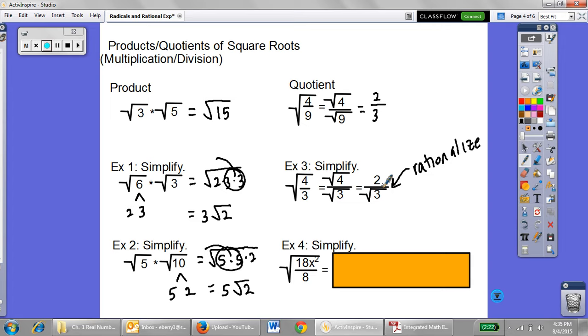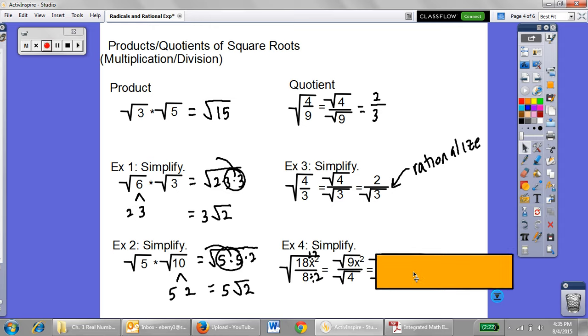And now looking at example 4, the square root of 18x squared over 8. So I noticed that 18 and 8 can both be divided by 2, or reduced first. So I'm going to do this now. 18 divided by 2 is 9, and 8 divided by 2 is 4. And I still have x squared at the top. So now I take the square root of both the top and the bottom.